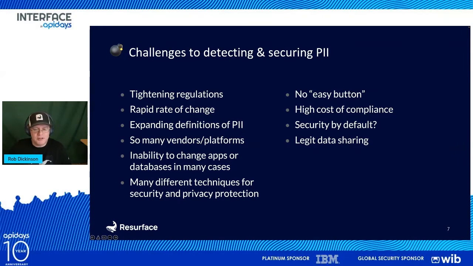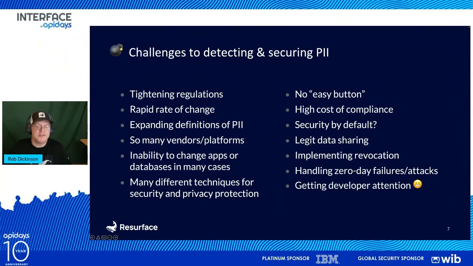We also are seeing a lot more cases for legitimate data sharing. That's why you're exposing these things through APIs. You're not exposing them through APIs to keep them private. You're exposing them through APIs to be able to share this data better. So there are very legitimate cases around that. But that requires things like implementing revocation, handling zero-day failures, getting developer attention to work on all these things. So obviously, this is a hard set of problems.